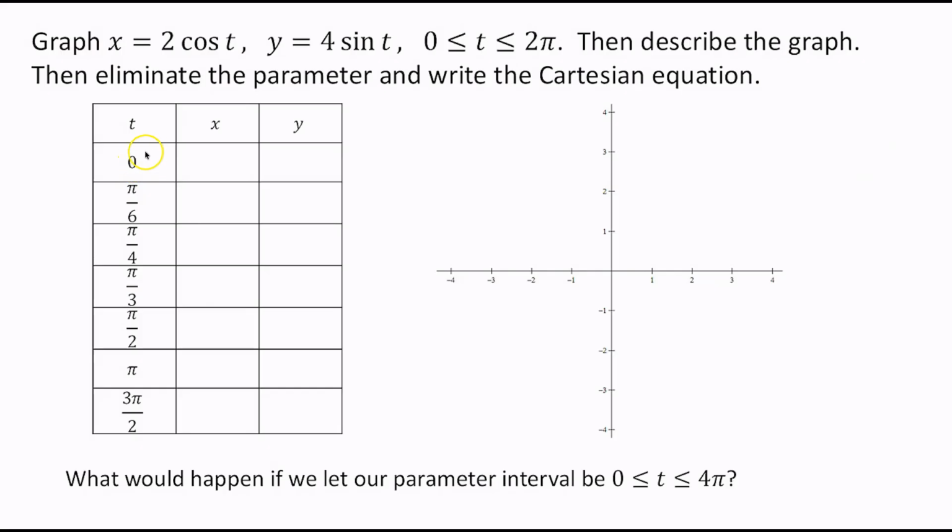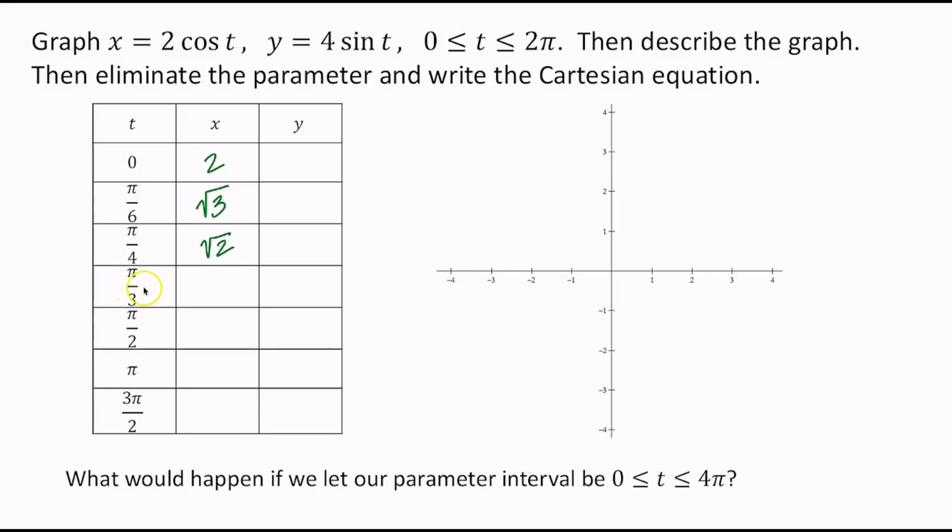We are substituting in 0, pi over 6, pi over 4, pi over 3, pi over 2, pi, and 3 pi over 2 into both sine and cosine. So we'll start by substituting these into cosine. Cosine of 0 is 1, times 2 is going to give us 2. Cosine of pi over 6 is radical 3 over 2. So if we multiply that by 2, this is just radical 3. Cosine of pi over 4 is rad 2 over 2, but if we multiply that by 2, this is just rad 2.